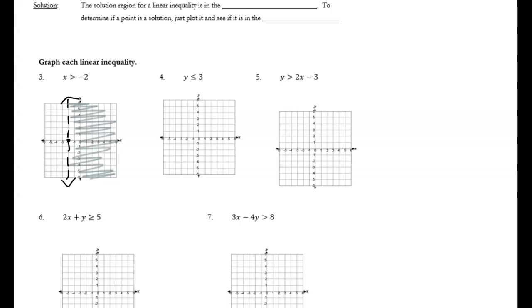Okay, so now here's another one that has only one variable, so that means it's a horizontal or vertical line. So y is 3 right here. It's on the y-axis, so I'm going to draw a vertical line. And this one's a solid line because it's underlined right here. And so now it says less than, so less than is below, so I shade below.